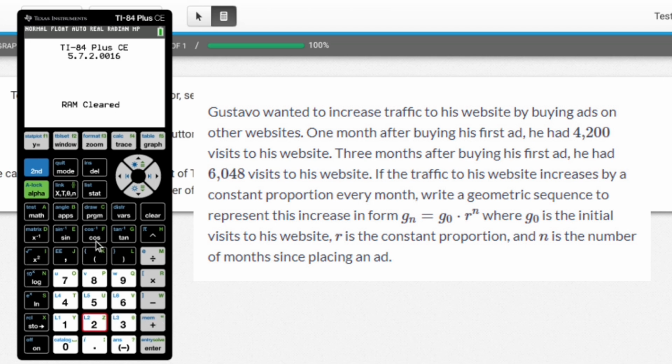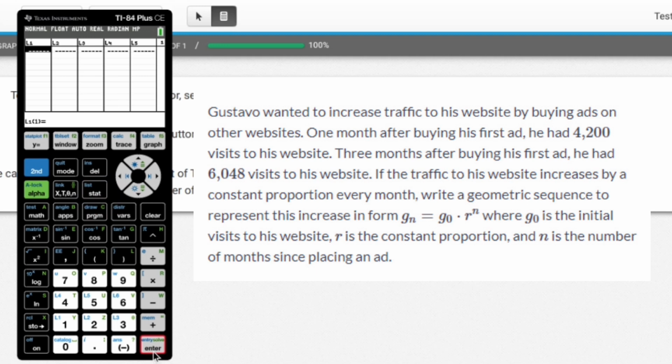So what I'm going to do is go to Stat, go to Edit, and type in my 2 data points. 1 month matches up with 4,200. Okay, bada bing. Month 3 is 6,048, like so. Now, all I care about is the equation, so I'm just going to quit out of this.